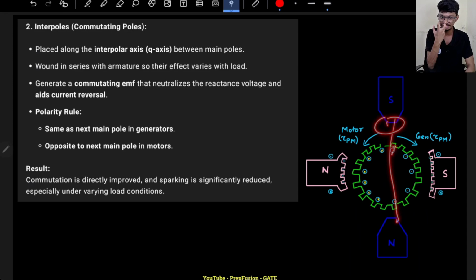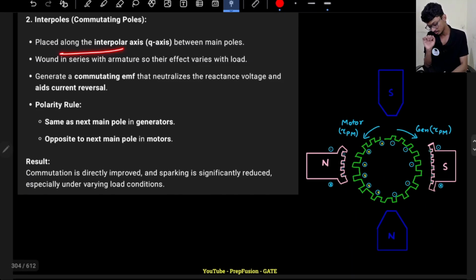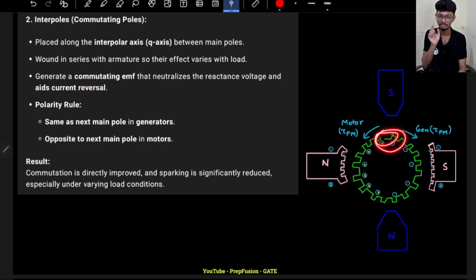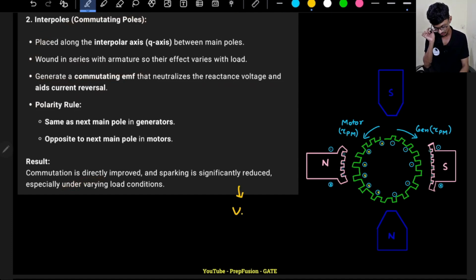So they can provide additional magnetic flux that can nullify the magnetic flux provided by the induced EMF on the conductors. So placed along the interpolar axis, wound in series with the armature, they generate a commutating EMF that neutralizes the reactance voltage. So it can generate a field that in turn will induce an EMF on the conductors that will neutralize the reactance voltage and aid the current reversal. As it neutralizes the reactance voltage, it will aid the current reversal slowly. That is what interpoles will do. Interpoles directly improve commutation and sparking is significantly reduced because the reactance voltage is reduced. My reactance voltage VL is reduced.